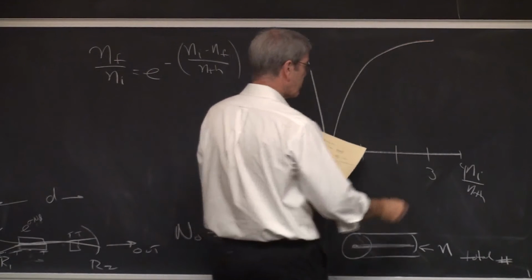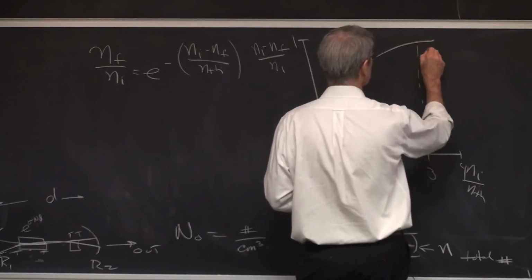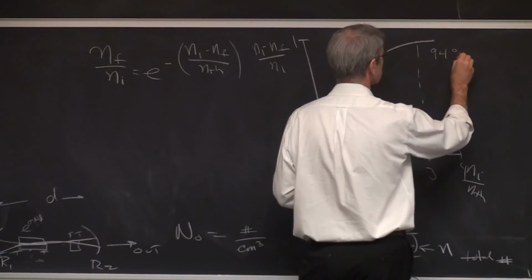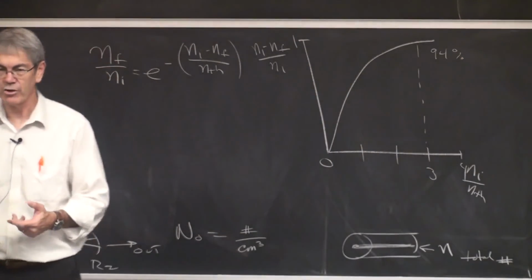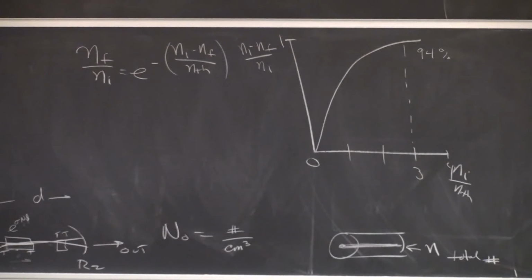And if you go to 3 times threshold, you pull 94% of the inversion out, which is pretty good. So, 94%. If you go to 4, you get 97%. So the marginal gain becomes less and less here. So if you can pump your cavity up.